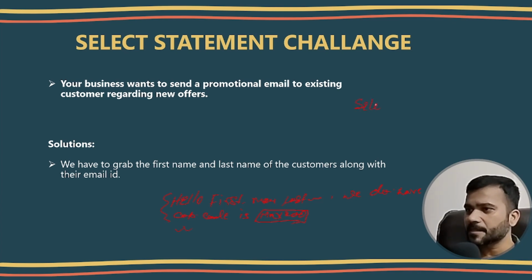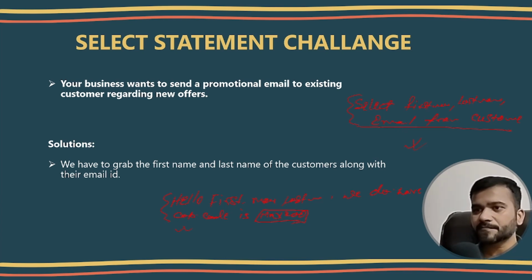So what we're gonna do? Select. We can write select first name, last name, email from customer table, right? Then we will have all those records, right? From that record on email ID, we can send all those promotions and pick the first name and the last name, right? That's how we do. That's how we will solve this particular problem.